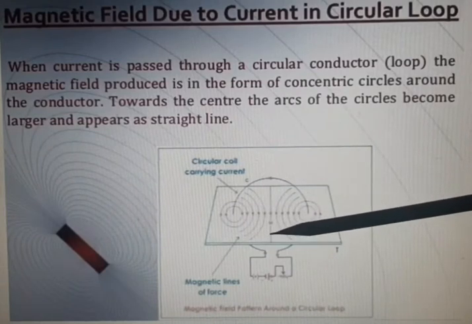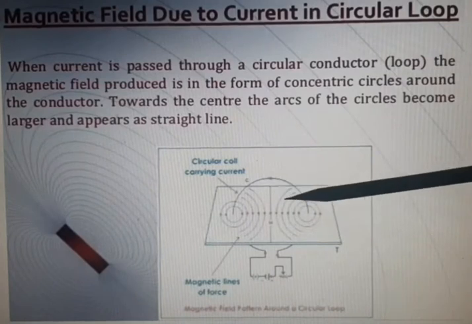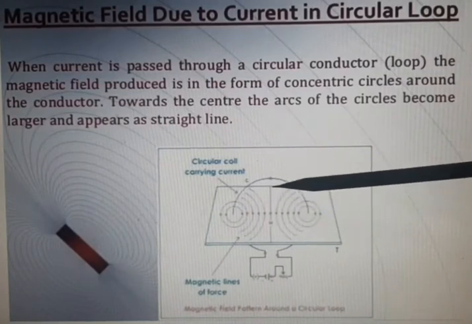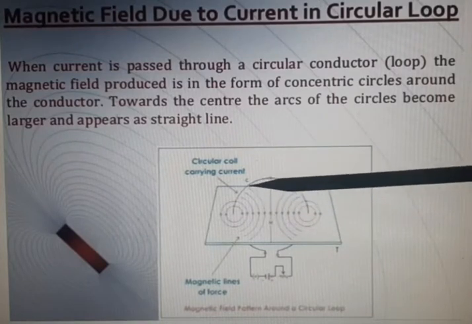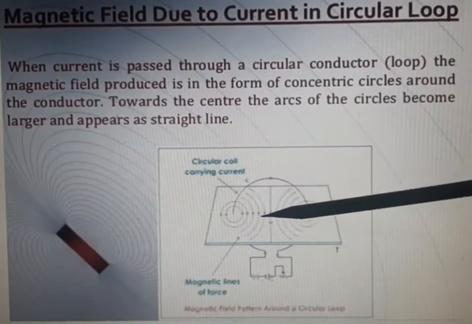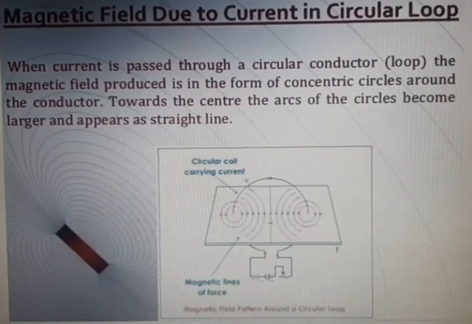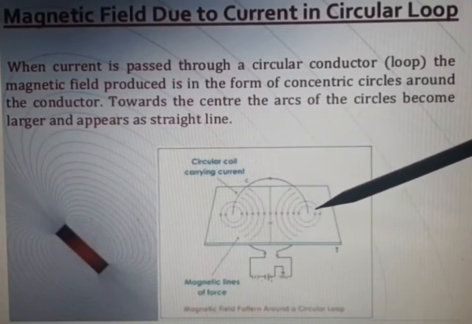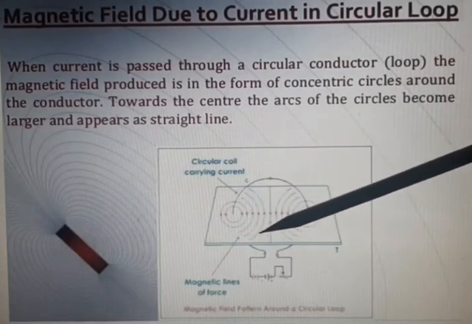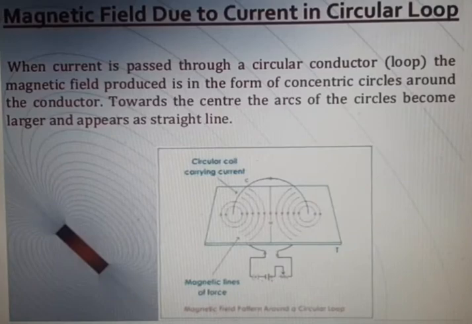That means here we can see at the middle of this circular loop, the two magnetic fields converge and we see a straight line here. We all know about the concentric circles. Concentric circles are circles which have the same center but different radius, and we can see the magnetic field at this part and at this part also, that all are concentric circles.